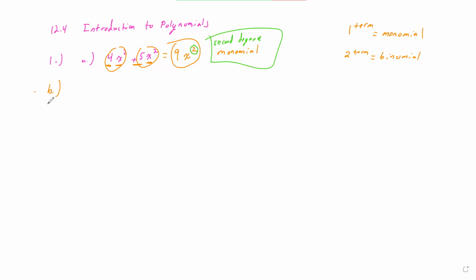All right, let's look at some more. So this right here is 4x squared plus 5x squared minus 5x. So before I simplify it, how many terms are there? 3. So if this was to stick, 3 terms is called a trinomial.